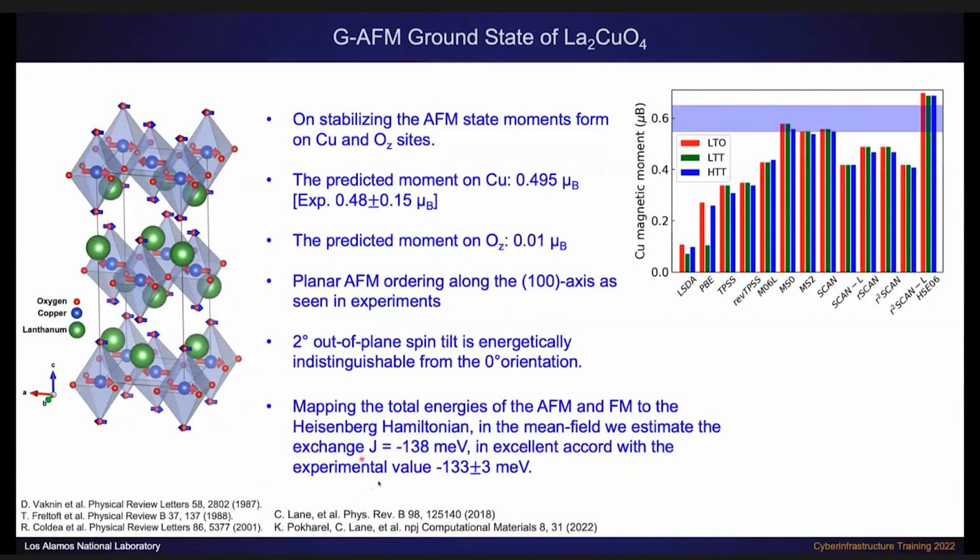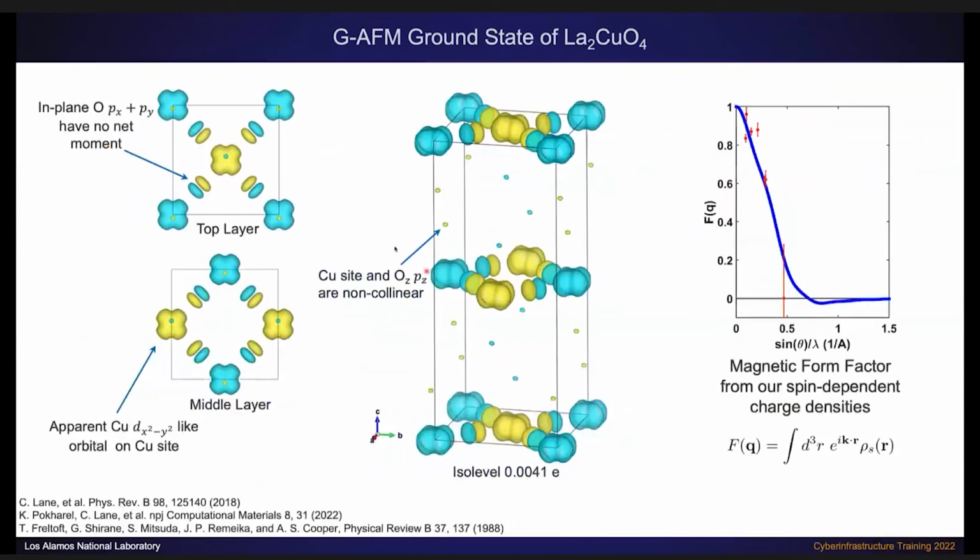We've also then calculated the effective spin-spin interaction within this system. We get that it's about negative 138 meV, and the experiments are at 133. So overall, we see very, very good agreement. Just to show what the magnetic densities look like, this is the density. The up spin here is given in yellow, the down spin is given in blue, and we can see it alternates between the layers following the magnetic arrangement.